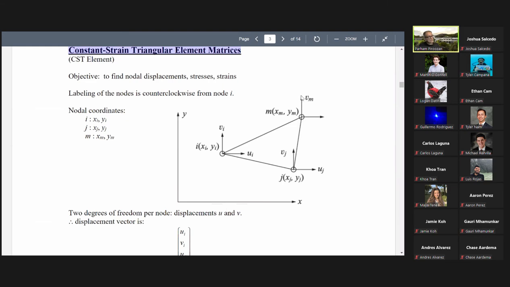So each node has 2 degrees of freedom. How many nodes does this element have? Anyone?